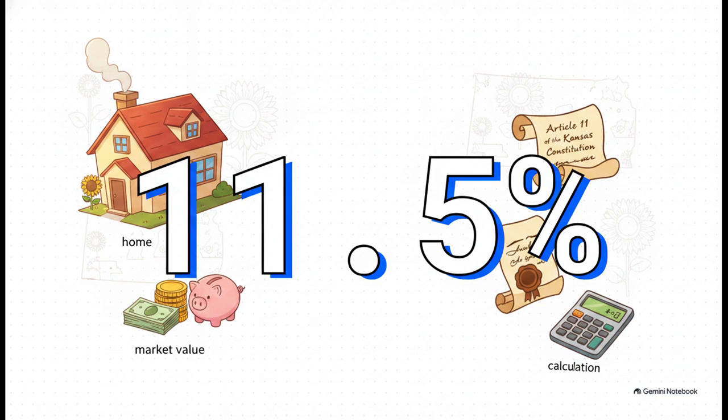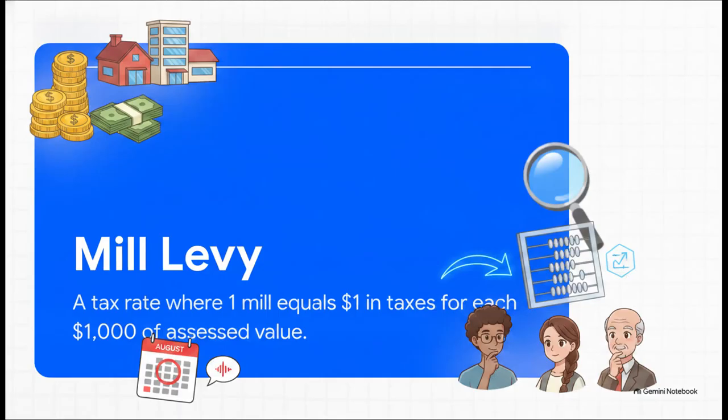So let's say your home has a fair market value of $250,000. Your assessed value, the actual number you're taxed on, is just $28,750. When you compare that to states assessing it up to 100%, well, this fundamentally flips how your final bill is calculated. Okay, so once we have that lower assessed value, the county applies what's called a mill levy.